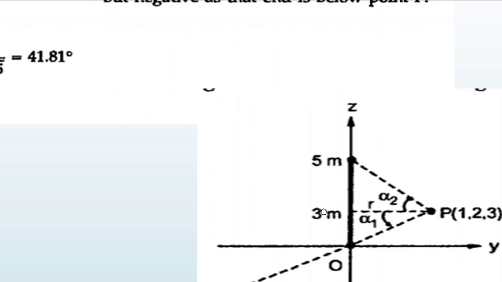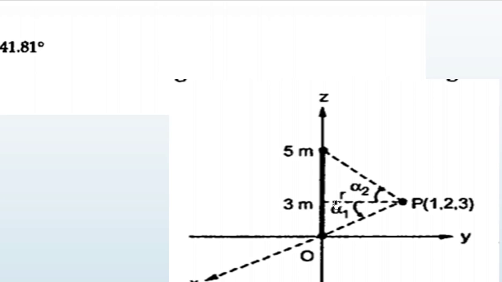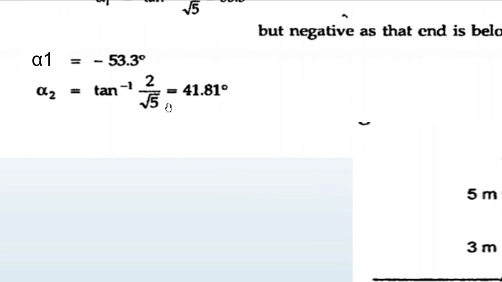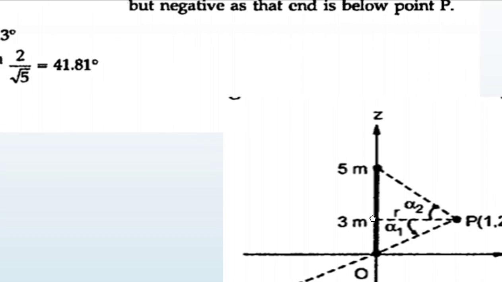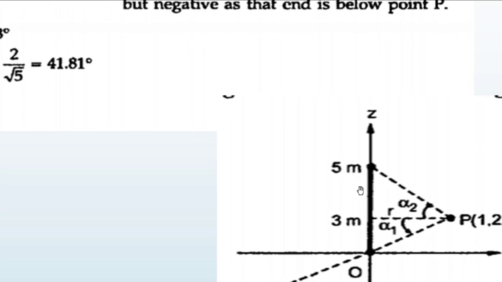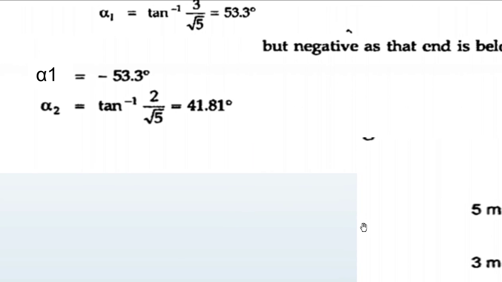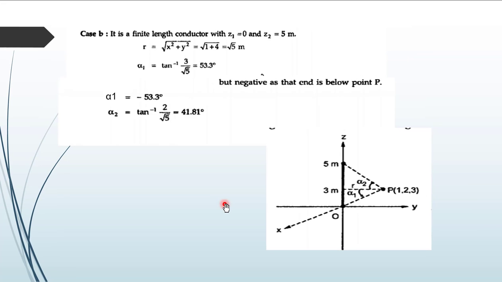And alpha 2 is obtained by this distance and this distance. So this distance is 2 meters and this distance we already know is square root of 5. So 2 divided by square root of 5 will give alpha 2. So tan inverse of 2 divided by square root of 5 will be equal to 41.81 degrees. And as it is above the P plane, it is considered as positive. So in this way we can consider alpha 1 as minus and alpha 2 as plus.